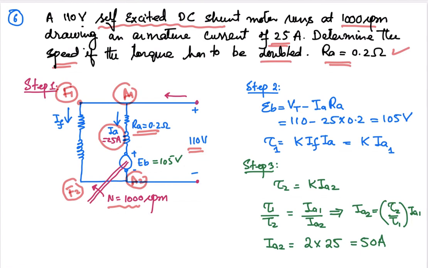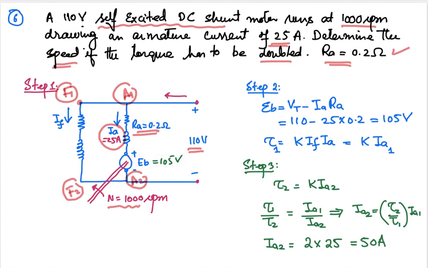Okay, so again we are going to look at the back EMF first of all, what the back EMF will be at the given condition. That will be determined by Vt minus IaRa, because it's a shunt machine. So terminal voltage minus armature current into Ra, 25 into 0.2, so 105 volt. That's the back EMF that is available over here.